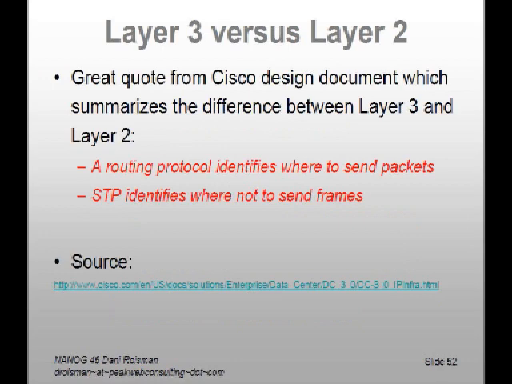So in summary here, there's a quick quote I picked up while I was doing this. I chanced upon the Cisco data center design. It says, a routing protocol identifies where to send packets. Spanning tree identifies where not to send frames. You can go ahead and download this PDF, and the link is here on that full document. It's an interesting document.